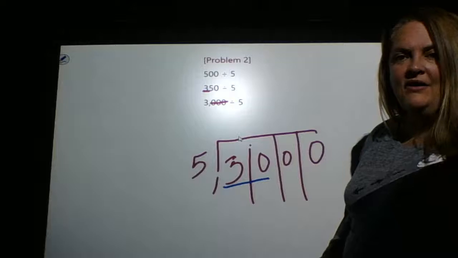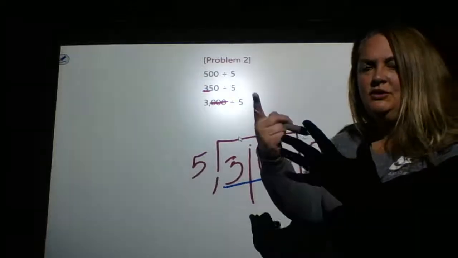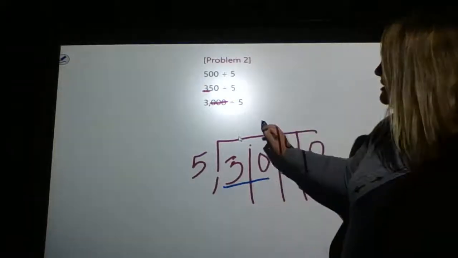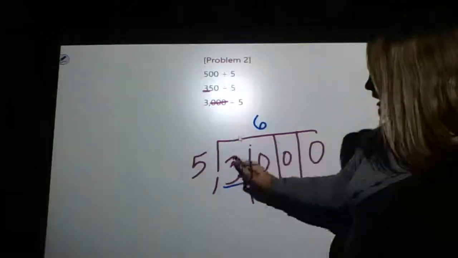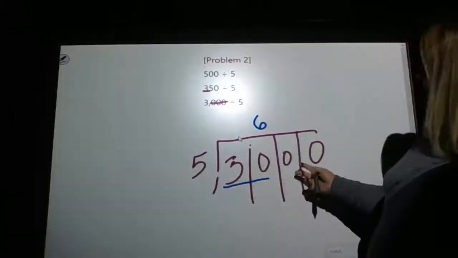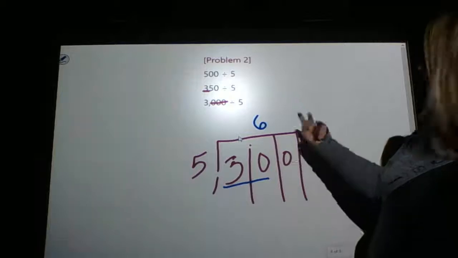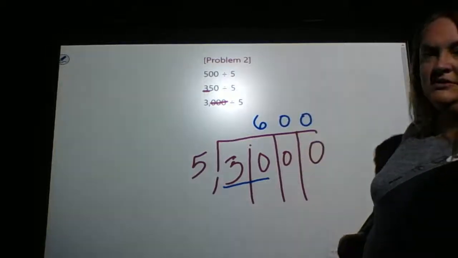We can do that. 5, 10, 15, 20, 25, 30. I get 6. I'm putting my 6 right here above this because I took it into 30, not 3. And now these are zeros. Guess what's going to happen to them? They come back up. Do you see that?